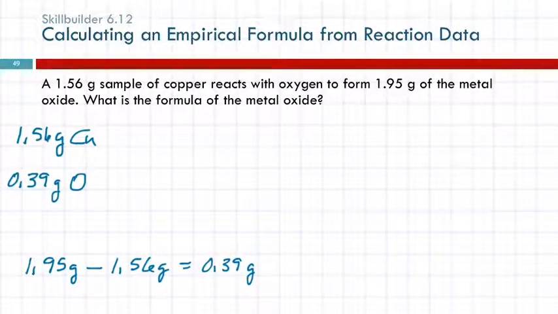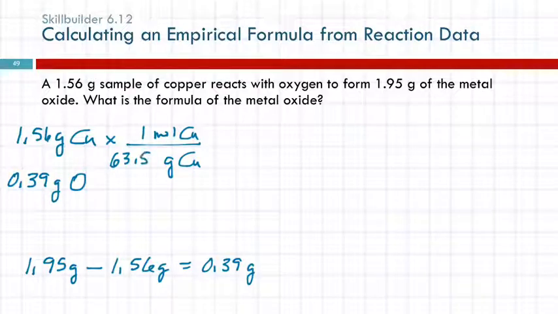The rest of this is the same pattern. Convert the grams to moles. So here we have grams of copper. I'm going to multiply by 1 mole of copper and divide by the molar mass of copper. I can't quite remember right now. 63.55. Grams of copper cancel out. 1.56 divided by 63.55. 0.024547.